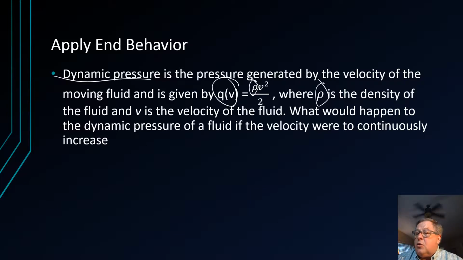And then we're asked this question: what would happen to the dynamic pressure, Q of V, of a fluid if the velocity were to continuously increase? So now we've got this formula. Q of V is equal to rho times velocity squared, or density times the velocity squared over 2. And you might be thinking, well, I really don't know. But let's think about this for a moment.